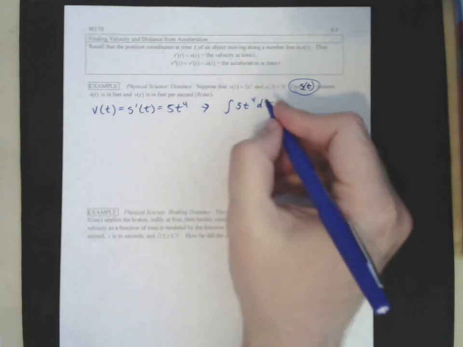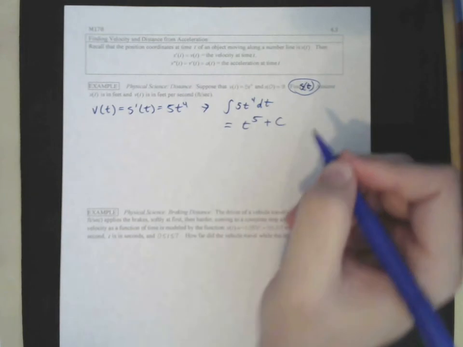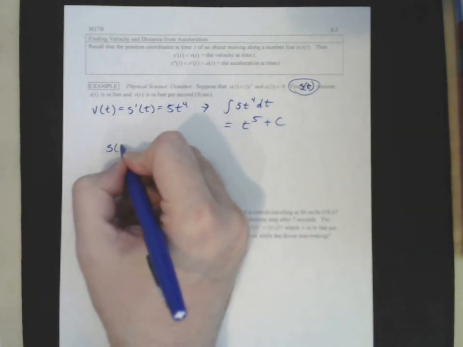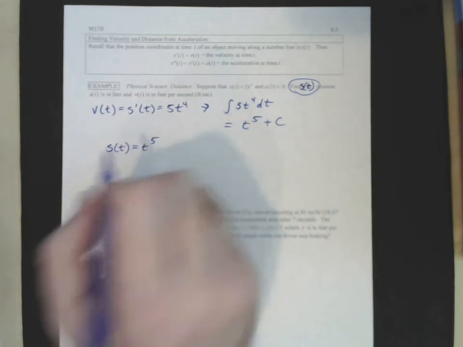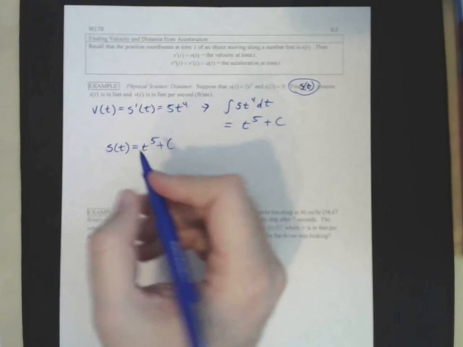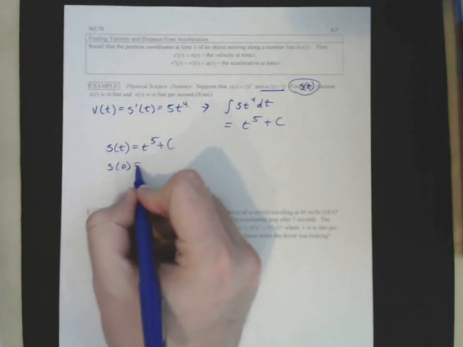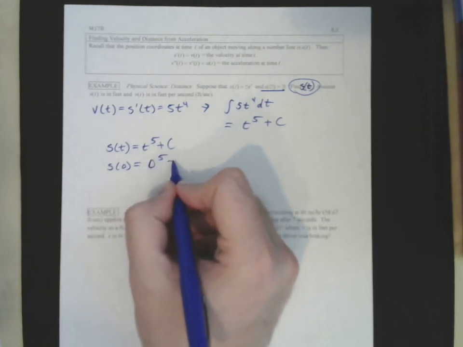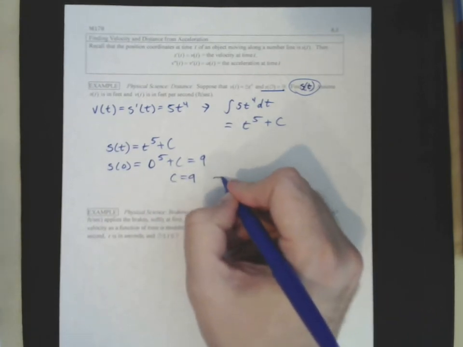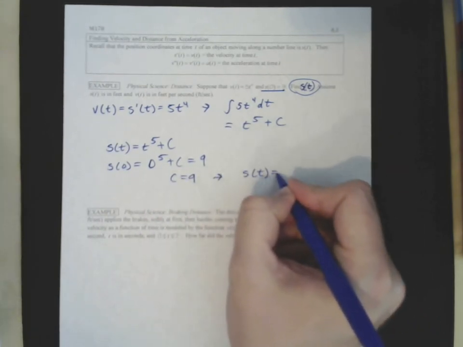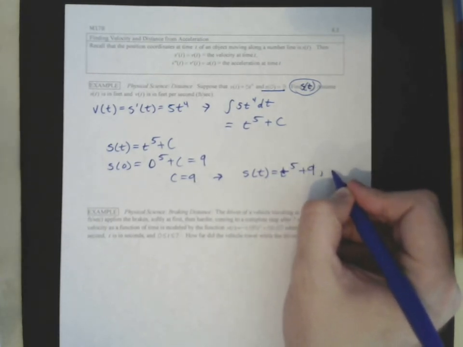So our antiderivative here is t to the fifth plus c. So our guess for the position function or the distance function is t to the fifth plus c. And then we use our initial condition. This is an initial value problem. S of 0 equals 0 to the fifth plus c, and this should equal 9. So that means c equals 9. And so s of t equals t to the fifth plus 9, and this is in feet.